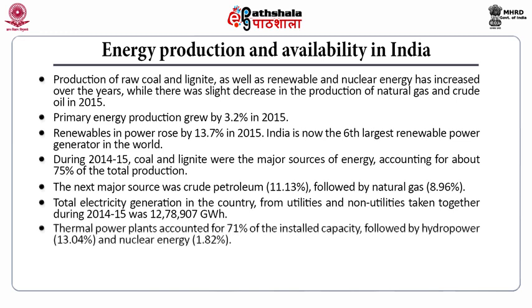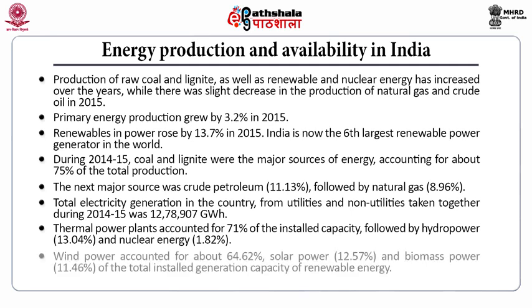12,78,907 gigawatt-hour. The thermal power plants accounted for 71% of the installed capacity, followed by hydropower at 13.04% and nuclear energy at 1.82%. Wind power accounted for about 64.62%, solar power 12.57% and biomass 11.46% of the total installed generation capacity of the renewable energy.